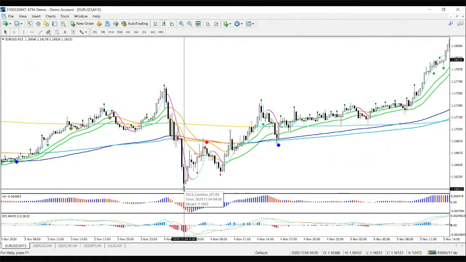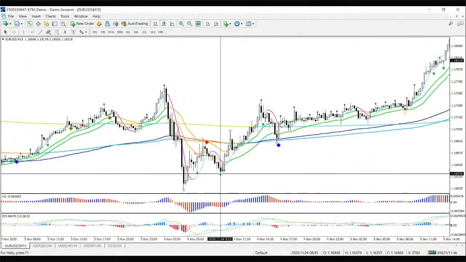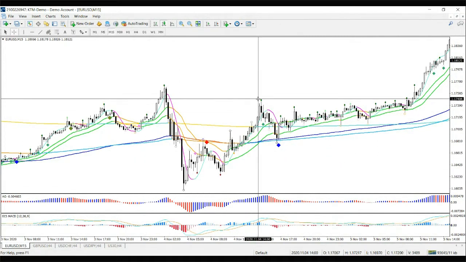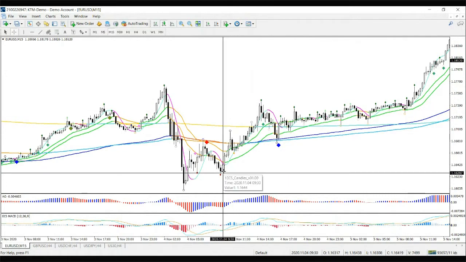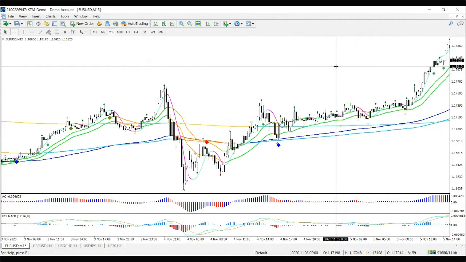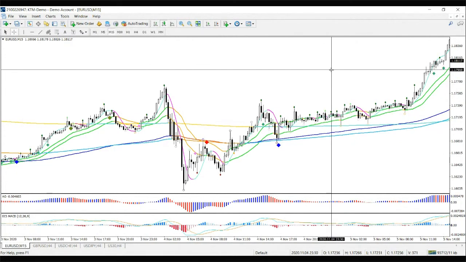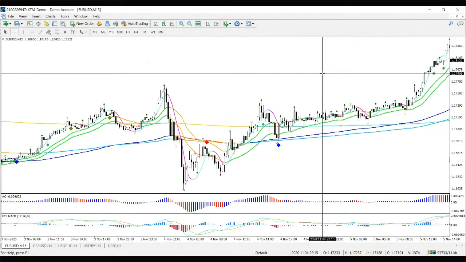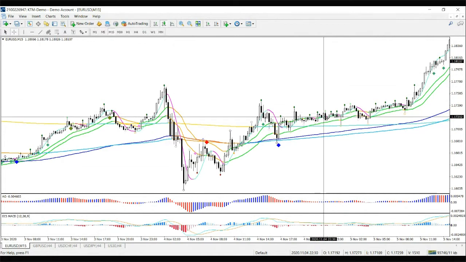So that's a rule. Wave 3, let's say this is a wave 3 here, is never the shortest. So this third wave has to be longer than the first, or at least has to be longer than the fifth. Okay. And in a normal 1, 2, 3, 4, 5 pattern, you have wave 4.